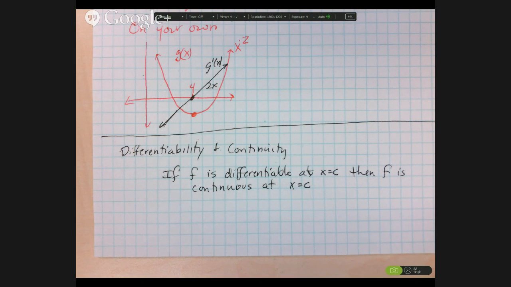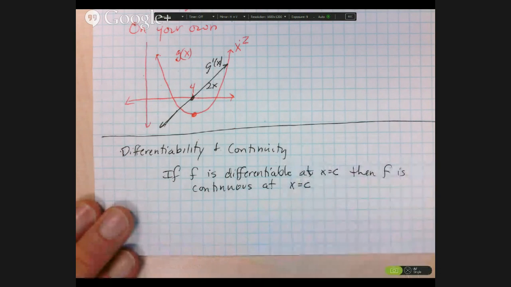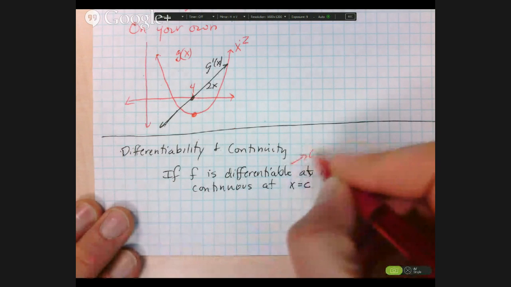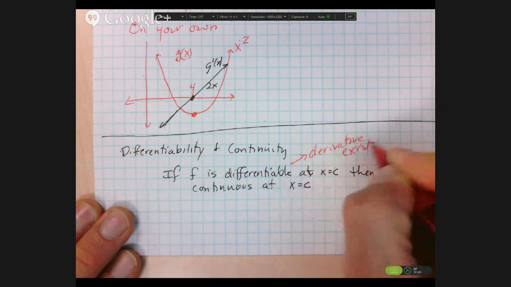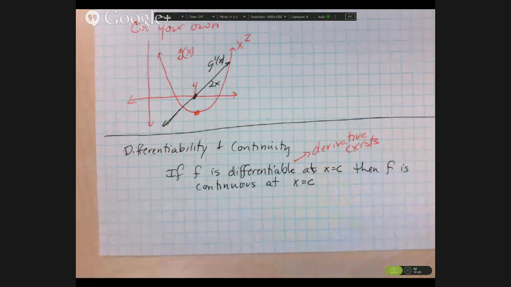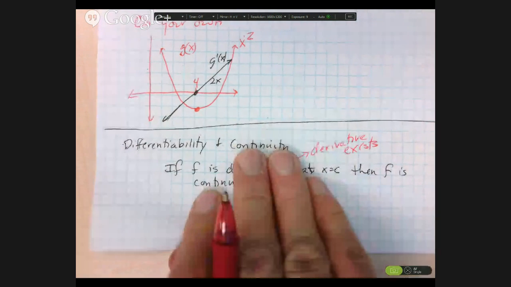Differentiable means it has a derivative. The derivative exists. Does anybody know what the converse of that statement is?